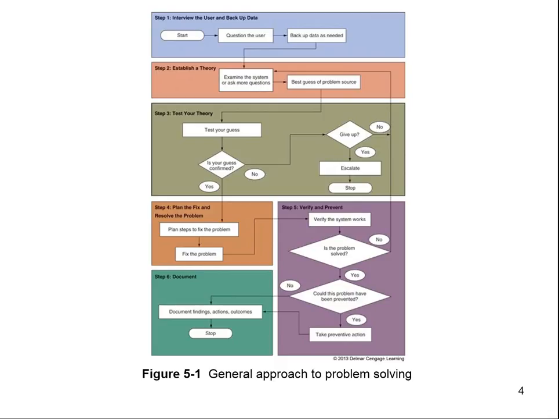The steps. First, interview the user, and back up the data before you make any changes to the system. Then examine the system, analyze the problem, and make an initial determination of what the source of the problem is. Then, test your theory. If the theory is not confirmed, form another theory, or escalate the problem to someone higher in your organization with more experience or resources. After you know the source of the problem, plan what to do to fix the problem, and then fix it. Next, verify the problem is fixed and that the system works. Take any preventive measures to make sure the problem doesn't happen again. And last, document activities, outcomes, and what you've learned.